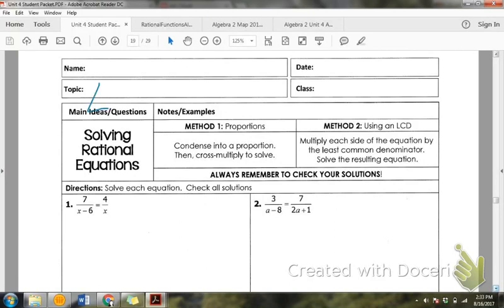Okay, so this is, oh my goodness, 4.5, solving rational equations.